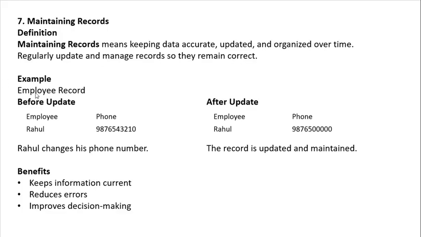And the example is employee records. Before the update: employee IDs, employee names and phone numbers are given. And Rahul changes his phone number, so after the update the phone number has changed, and this record is updated and maintained. And the benefit is keeping the information current, reducing errors and improving decision making.